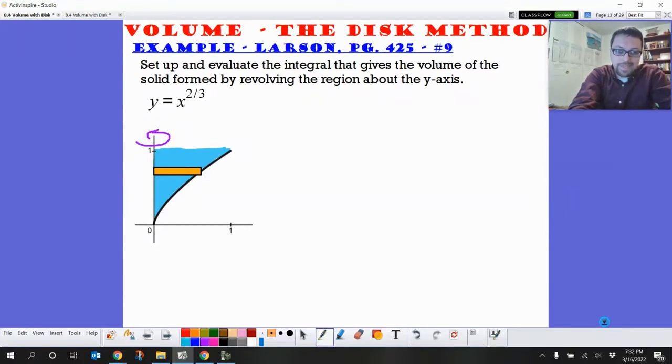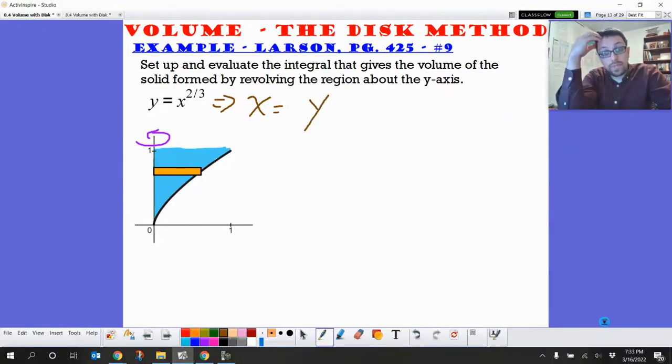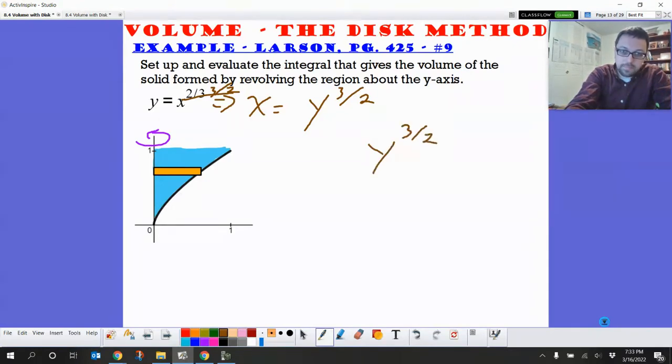In this example, we need to be rotating around our y-axis, but we don't like our equation because it's got it in terms of x. So if we are rotating around the y-axis, we need this thing solved in terms of x. So in order to do that, we would raise both sides by the 3/2, 3 over 2, in order to get rid of those exponents. So y would have an exponent of 3/2, right? So that is going to be our radius, y to the 3/2.